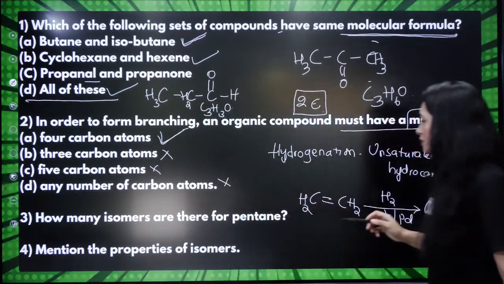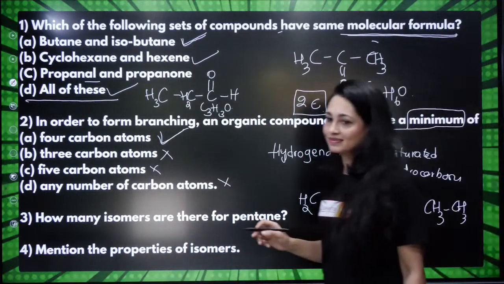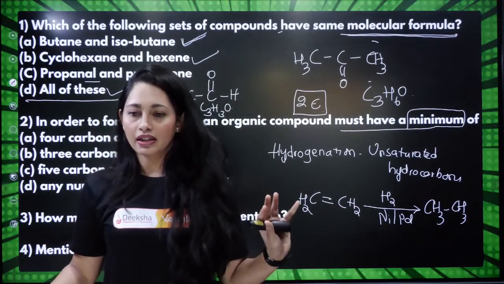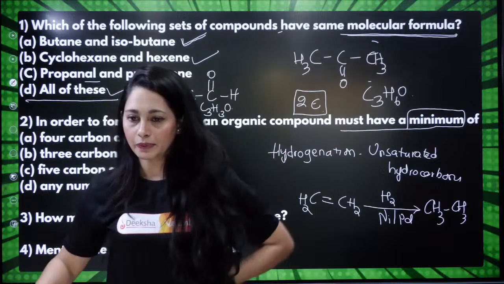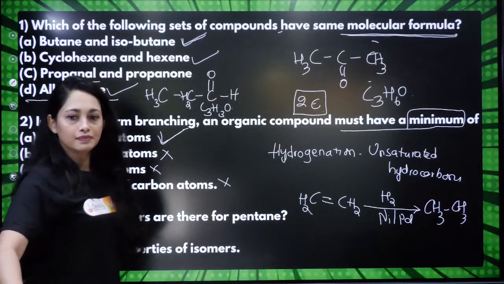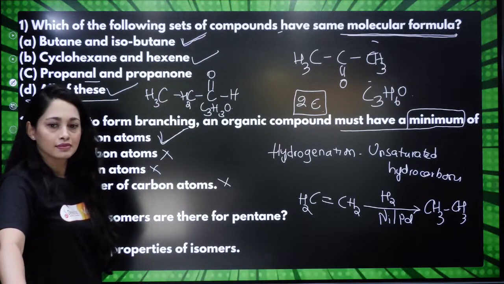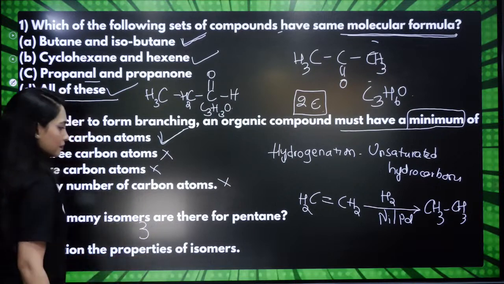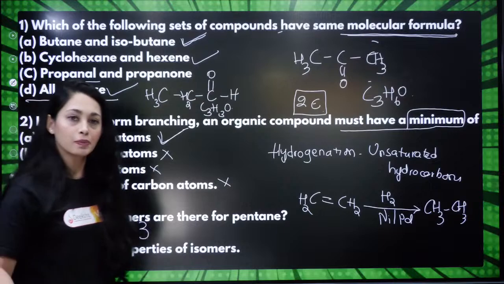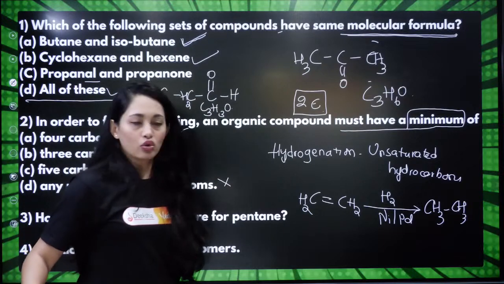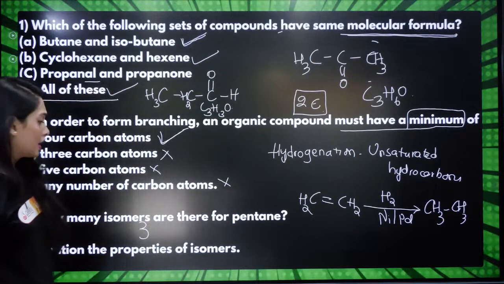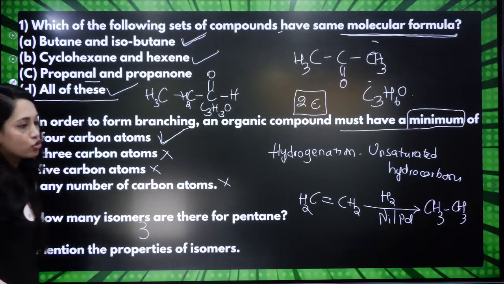Next, how many isomers are there for pentane? Penta means 5, so there will be 5 carbon atoms. 3 isomers are possible for pentane. So 1 straight chain and 2 branched. Very good, Aryan.